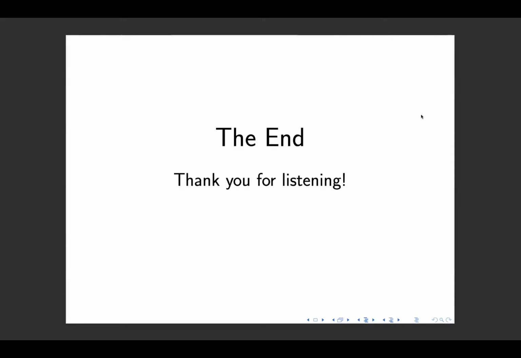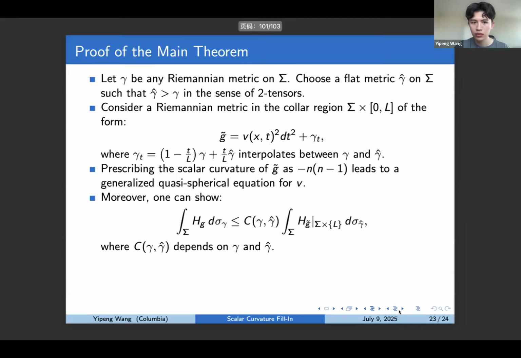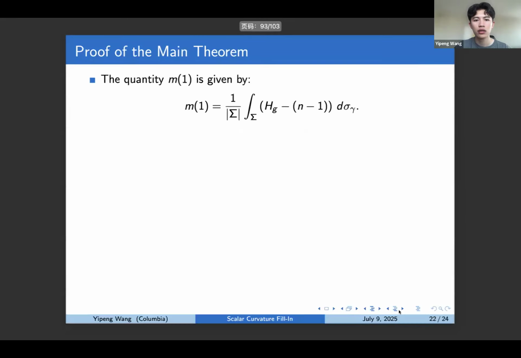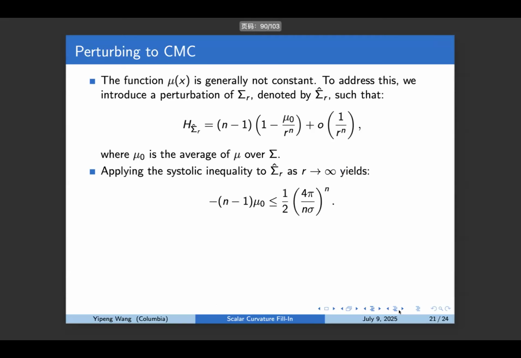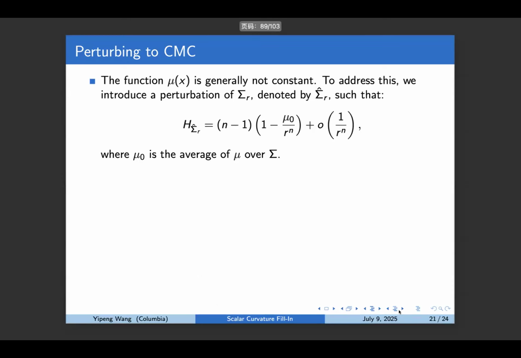So in your proof, you obtain a function mu of x, and you have changed it to a constant mu 0. And why is it necessary to do so? Can you say that again? Yeah, so you obtain a function mu of x, and you say it's not generally a constant. You have to make it a constant mu 0, and why do you have to conduct this step?